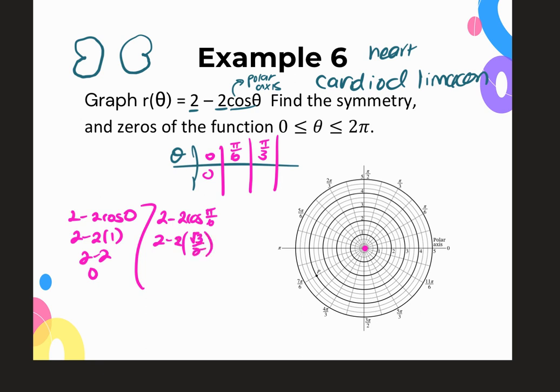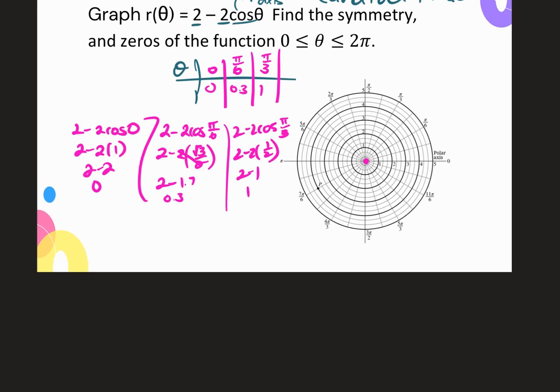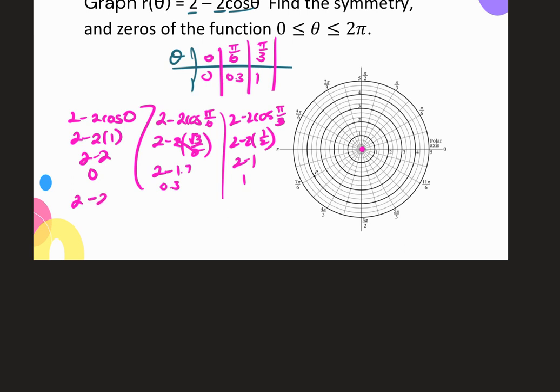Root 3 over 2. So this is 2 minus 1.7, or 0.3. Then I go pi over 3. So 2 minus 2 cosine pi over 3. Cosine at pi over 3 is 1/2, and that's 1. And then pi over 2: 2 minus 2 cosine pi over 2. That's 0, and that's 2. And that's where your biggest point is.